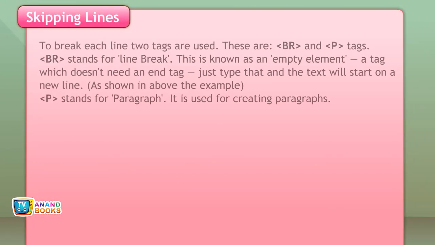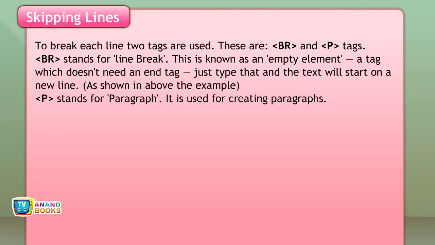Skipping lines. To break each line, two tags are used. These are BR and P tags. BR stands for line break. This is known as an empty element, a tag which does not need an end tag. Just type that and the text will start on a new line, as shown in the example above. P stands for paragraph. It is used for creating paragraphs.